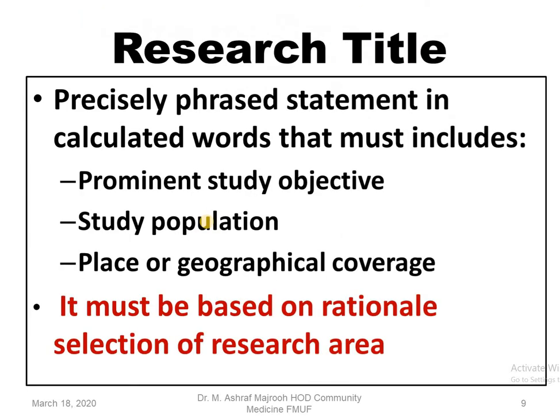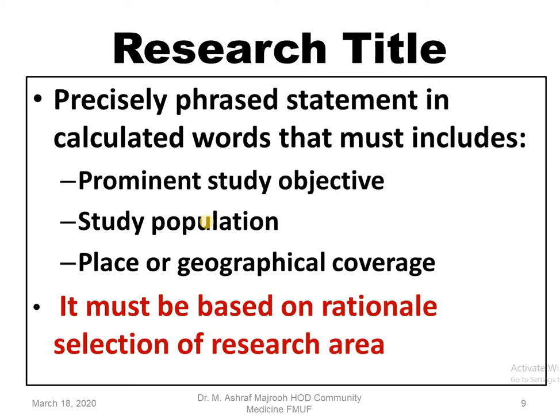Now, moving forward, the research title is a precisely phrased statement in calculated words that must include the prominent study objective, and then the study population and the place or geographical location of the study. The properly framed statement must contain these three things.